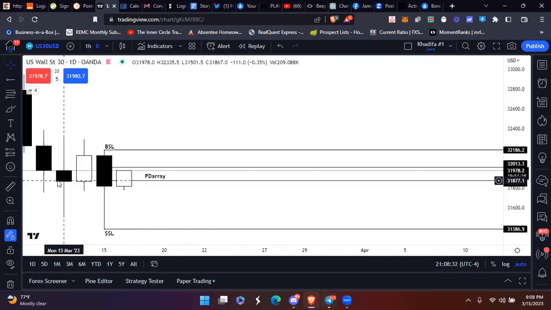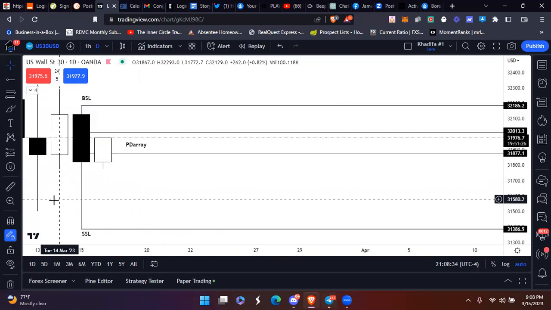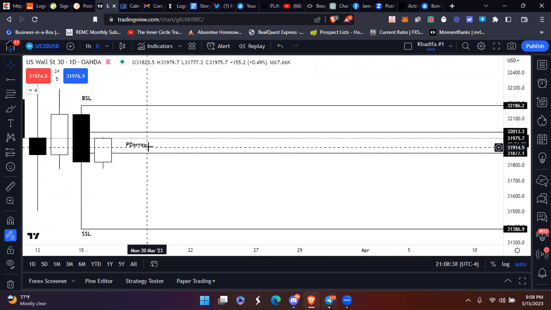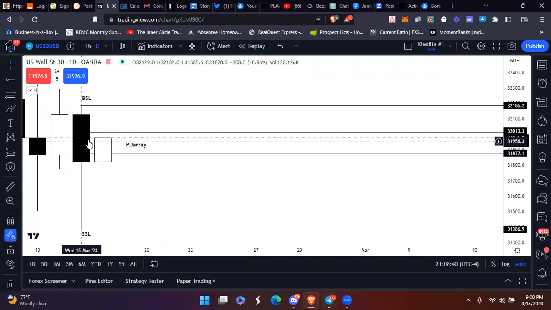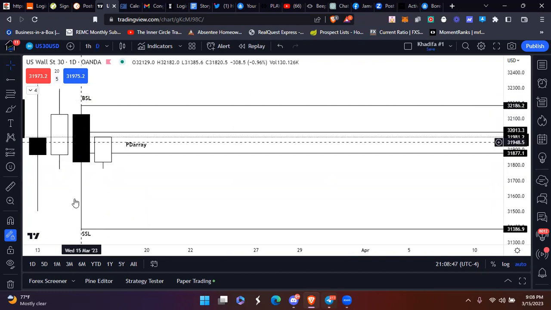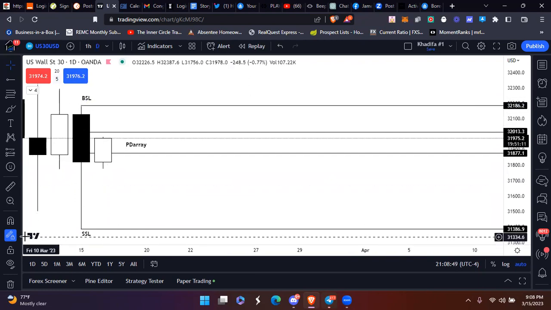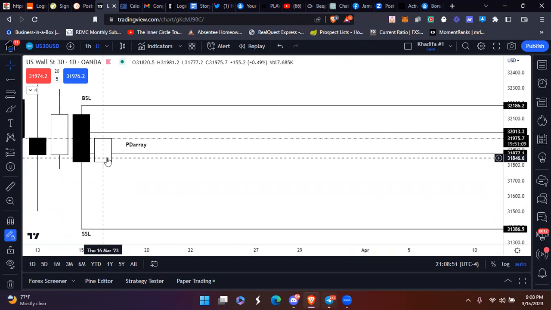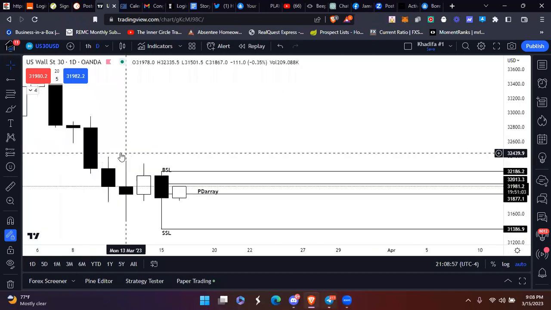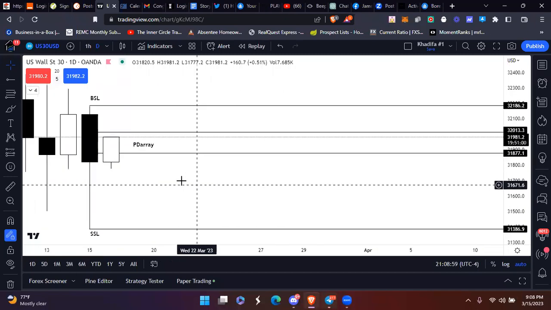All right. So, yeah, we see U30 is currently inside of our PD array from today's down day, down candle that we had today. So yeah, we want to just see how price reacts to this PD level, this premium array level throughout the rest of Asian markets and going into London.